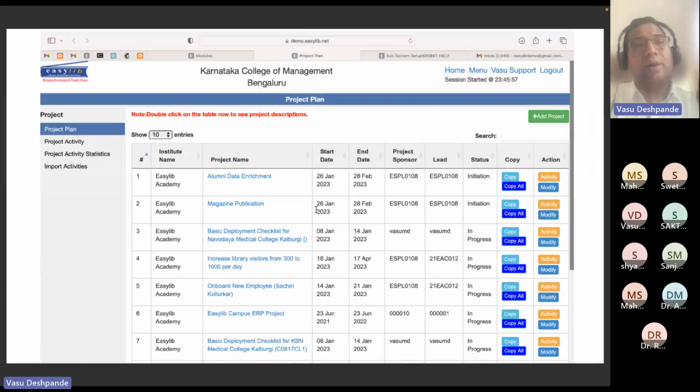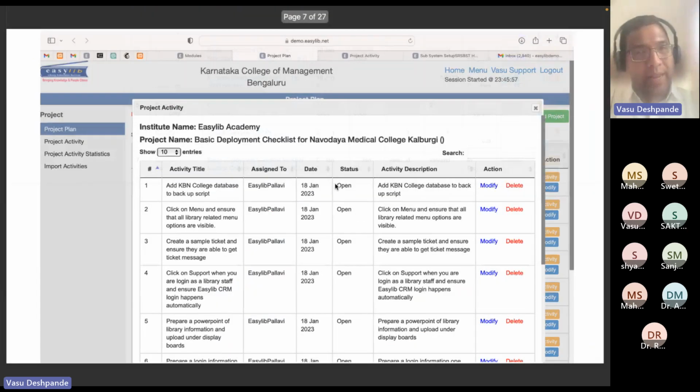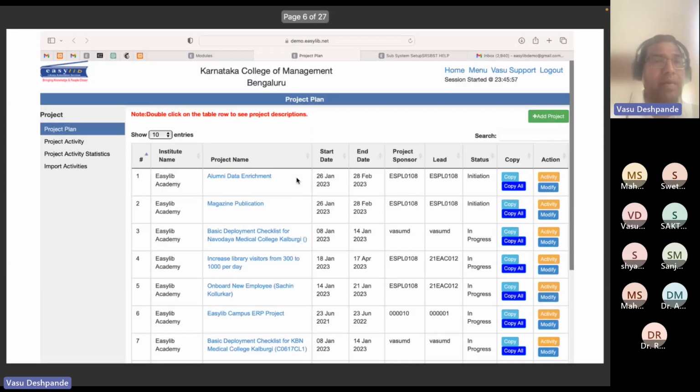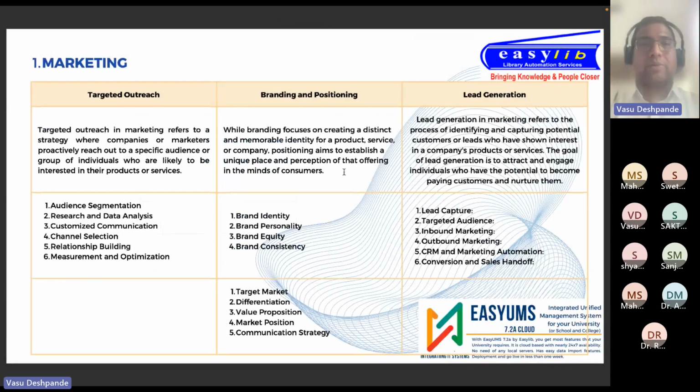you can use our EasyLib project management module to define what project you are going to take, identify what activities you are going to do, and make sure that you track all the way to the completion. So that is how you can accomplish the targeted outreach part over here.